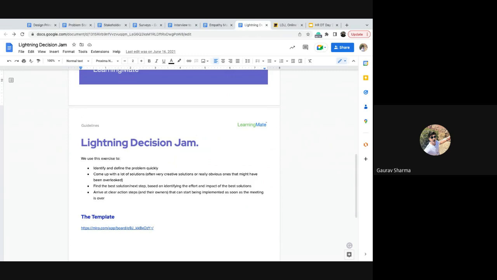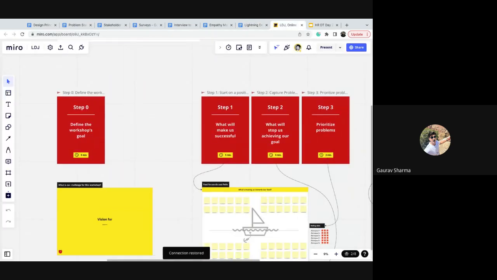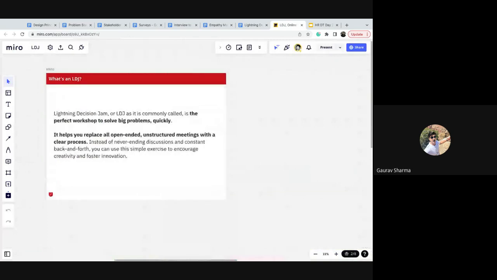It helps us come up with a lot of solutions, right? Solution is also something that we come up with. We find the best solution that everyone agrees to as a group, and then we arrive at the clear next action steps. What are the next things that you'd want to do is something that comes up with the lightning decision jam as well. Now, what does it look like, right? So this is our template that we normally use.